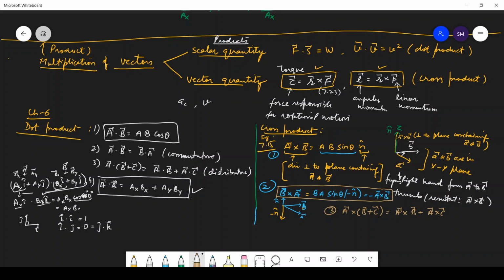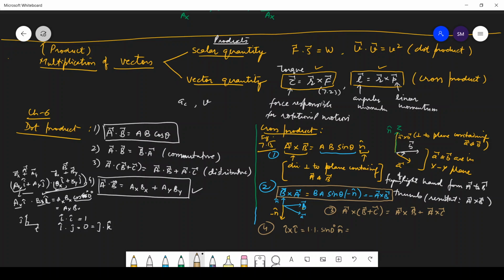Now what about the fourth thing? So what will be I cross I here? The magnitude of I is 1, the magnitude of I is 1, and then sine theta. I and I are both in the same direction, so sine 0. Here I am finding the cross product, right? So A, B and sine theta, and direction is also there, of course. Okay.